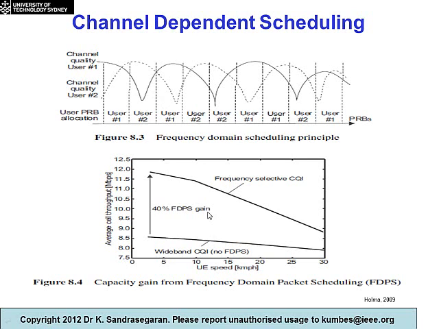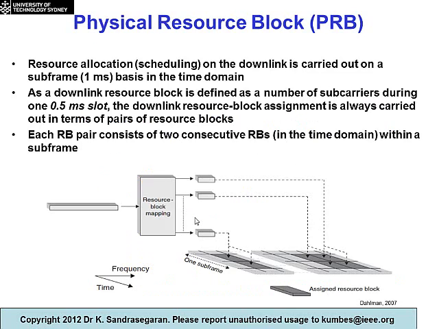Now with channel dependent scheduling, you can see that we can improve the overall throughput by up to about 40%. Through computer simulations, they have proved that, compared to not using channel dependent scheduling, you can get a 40% improvement in terms of average throughput in the system. And that's the graph that's shown here. This is from the Holma text, 2009.